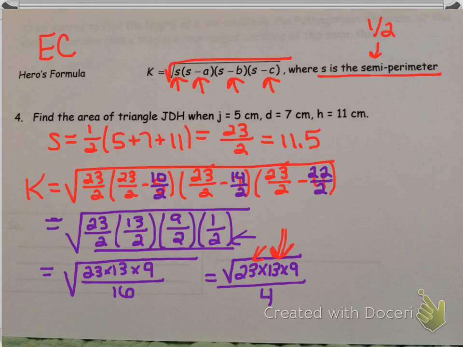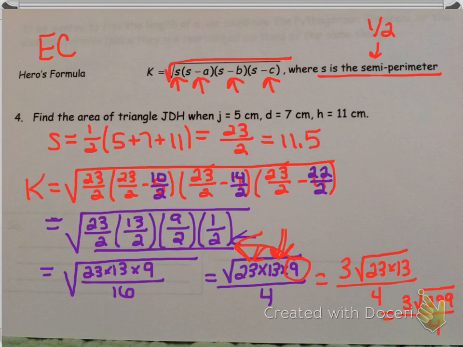Same thing with the 13, but the 9 is a perfect square, and I'm going to go ahead and pull it out and take its square root, which makes it become a 3. The 23 and the 13 stay inside. They don't have perfect square roots. They don't have any factors that are. And so my last step for that extra credit answer would be to just multiply the 23 and the 13 together, and I would get 299. And it's all over 4. This is what we would consider the extra credit answer.